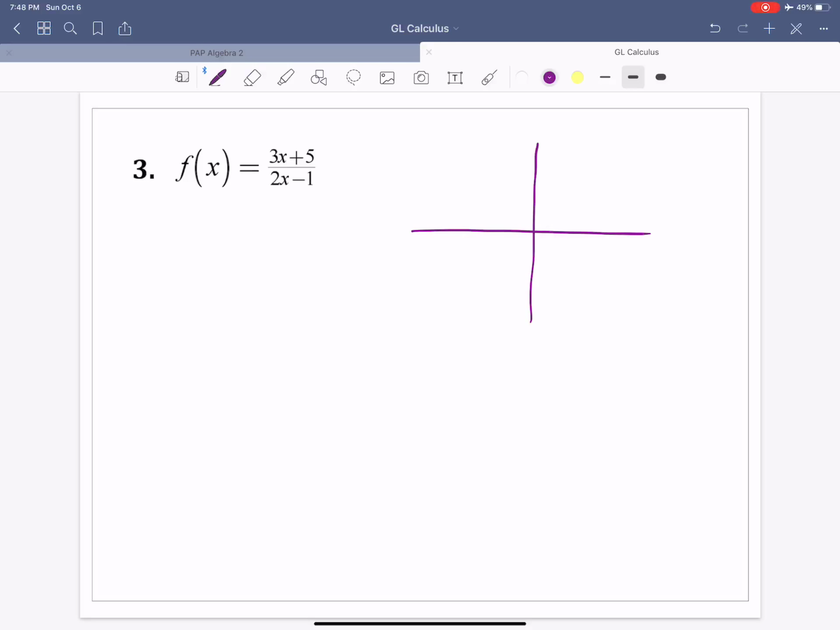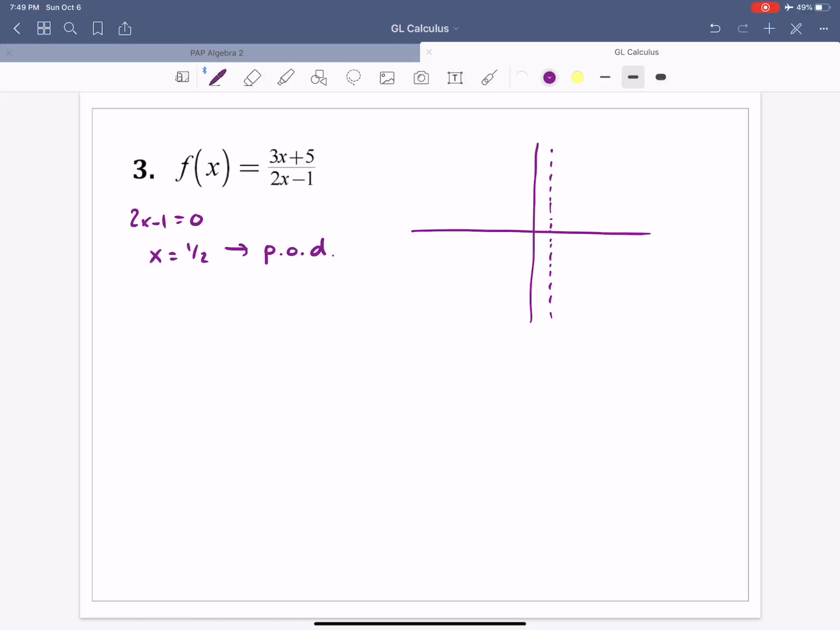And those asymptotes are going to occur. The vertical asymptote, we set 2x minus 1 equal to 0, and we solve. We get x equals 1/2. So the vertical asymptote is at x equals 1/2. So you know right away that x equals 1/2 is going to be a point of discontinuity. And I'm going to abbreviate that POD, if that's okay with you guys, a point of discontinuity.